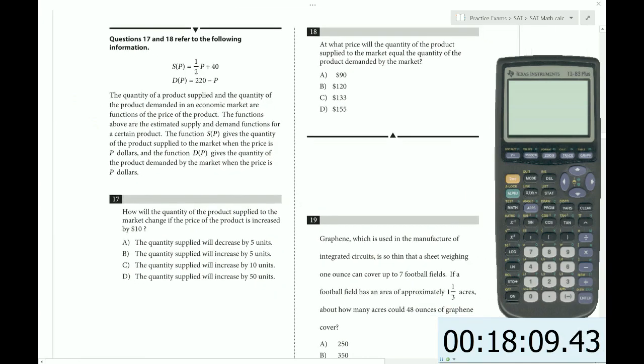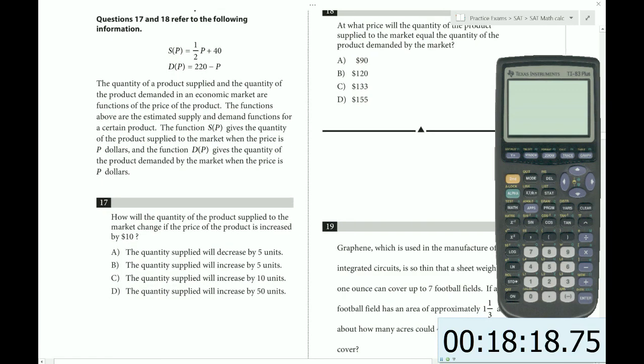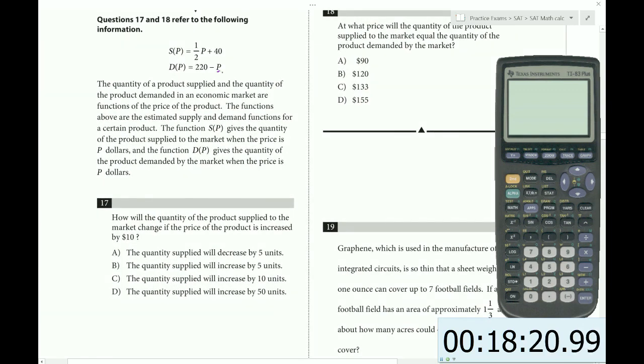All right. So how will the quantity of product supplied to the market change if the price of the product is increased by $10? Okay. Well, it looks like P represents price. So we're taking P to P plus 10. Okay. Let's see what would happen to the supply. So what I need to do is substitute P plus 10 in for P, right? So instead of that, I'll have P plus 10.